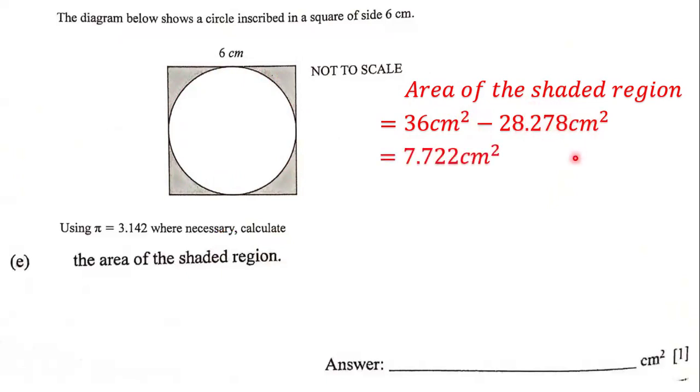When we subtract these two, we get 7.722 centimeters squared. And so the area of the shaded region is 7.722 centimeters squared.